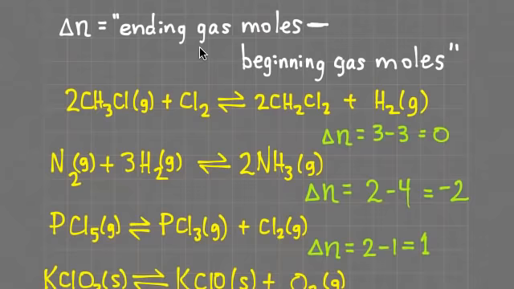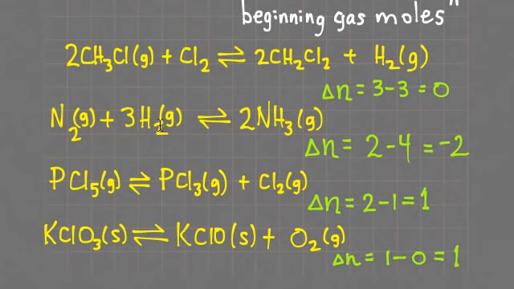Some other examples of how to find delta n. Here's an equilibrium between nitrogen, hydrogen, and ammonia. 2 moles over here, product moles minus reactant moles. 3 moles here, but there's 1 more mole over here. So I wrote 2 minus 4, and that gives me a negative 2, so the exponent here would be a negative 2. This equilibrium has 1 mole of gas here, 1 mole of gas here, and 1 mole of gas here. So, 2 moles of gas as products over here, minus 1 mole of gas. So this one created more moles of gas, looking left to right.